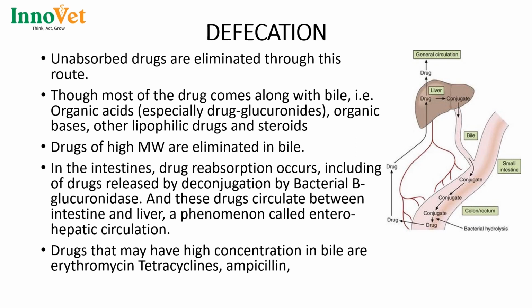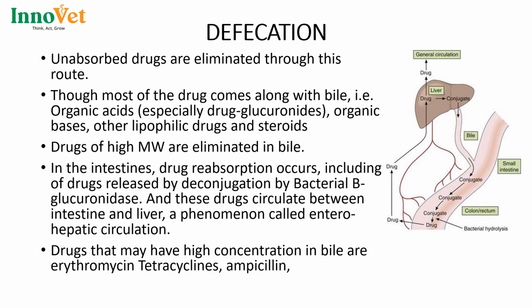Then also, these drugs are of a high molecular weight, meaning that they couldn't be excreted by the kidneys, and the other favorable route would be the liver through bile. Then we also have drugs which are conjugated. For example, we have these drug glucuronides. They come along with bile also.